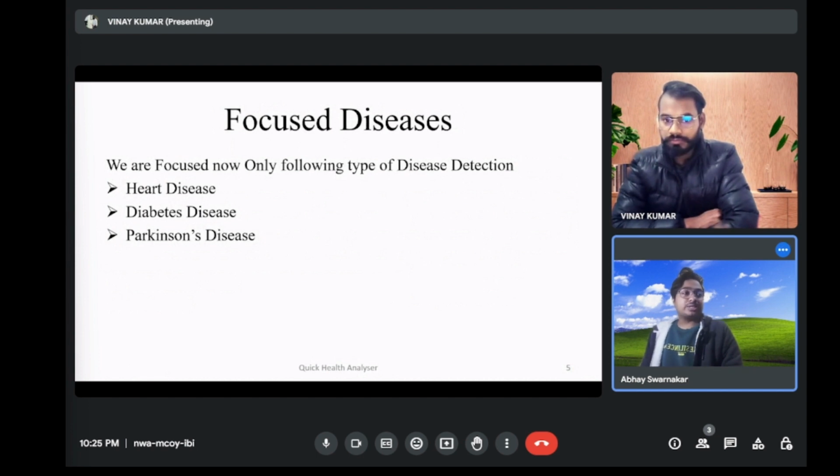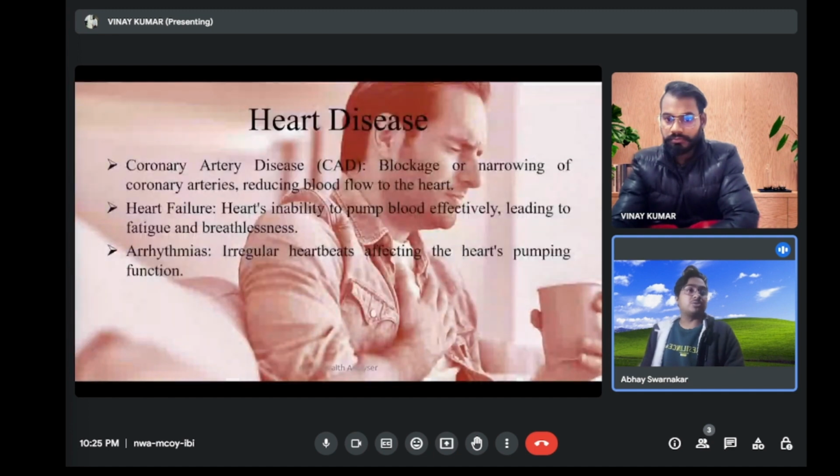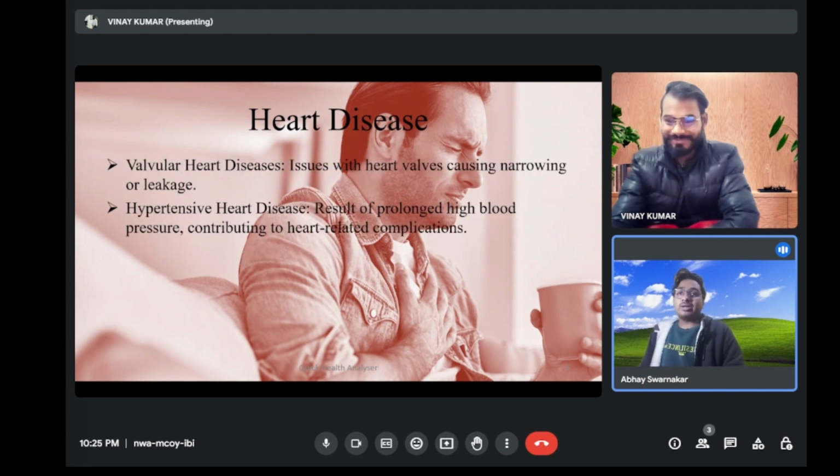We now focus on only three types of diseases: heart disease, diabetes, and Parkinson's. Let's talk about heart disease. Heart disease basically forms from blockage in your arteries, which narrows the arteries and reduces the blood flow to the heart. The heart pumps blood inefficiently, leading to failure and breathlessness. It can also be an issue with the heart valve, causing narrowing and leakage.